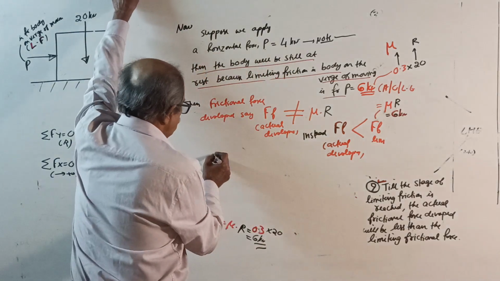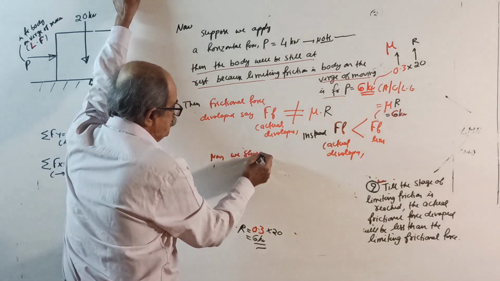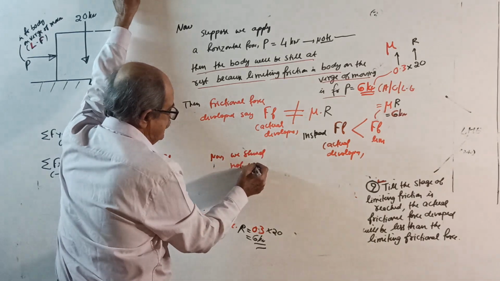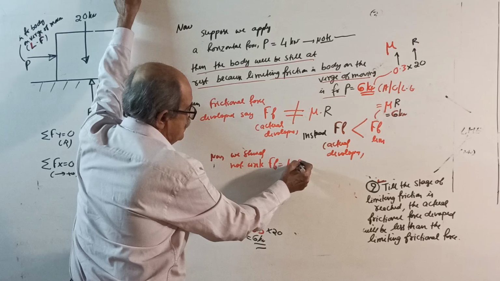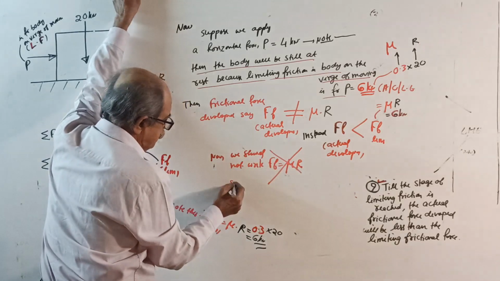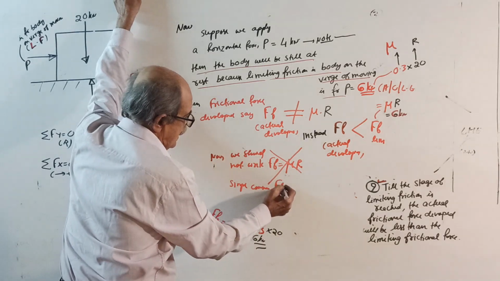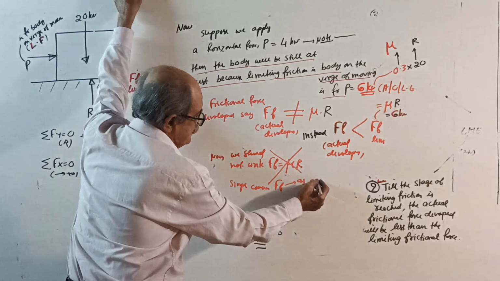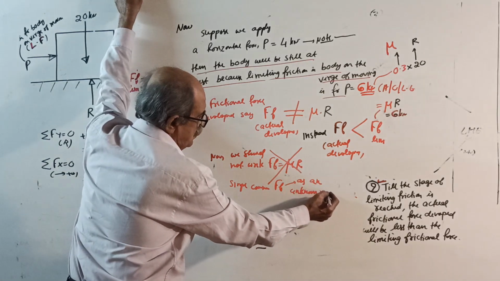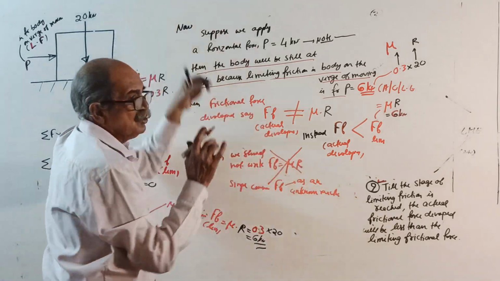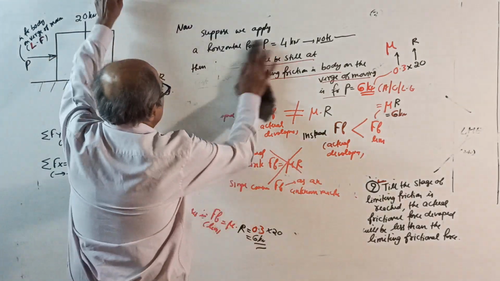Therefore, we should not write FF equal to mu R. It is wrong. Simply consider FF as an unknown reaction, which is not equal to mu R. Or if you want to find it, see how to find it.